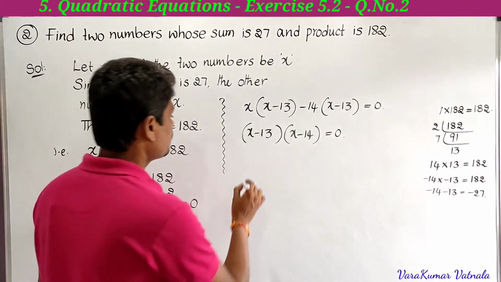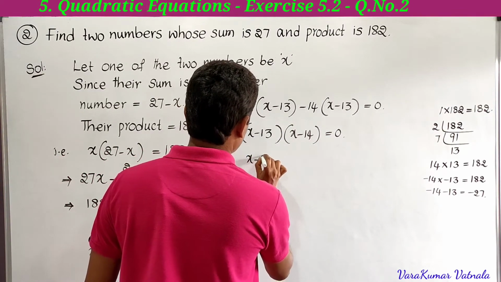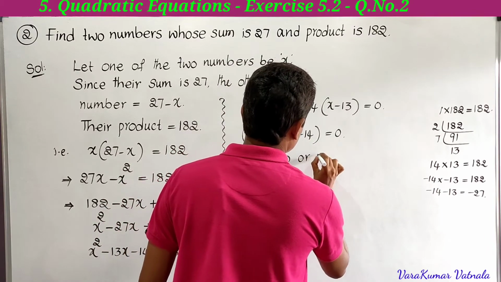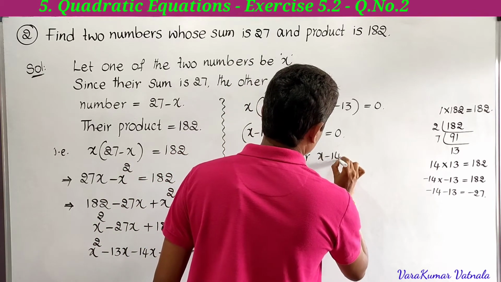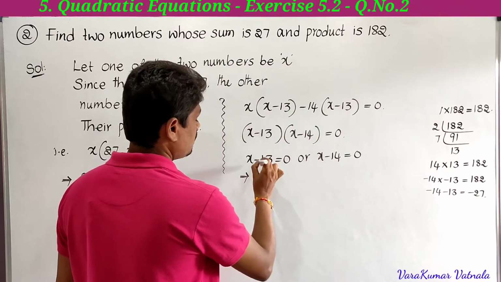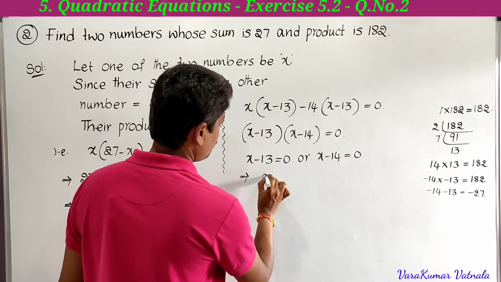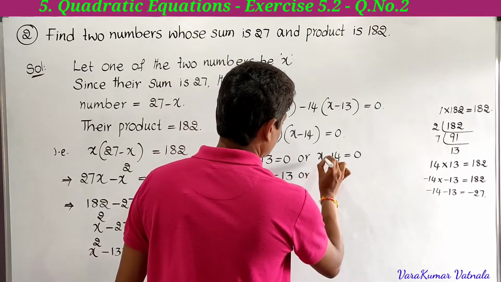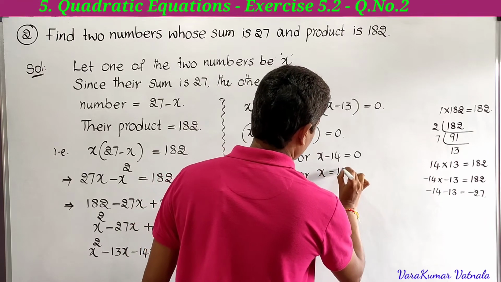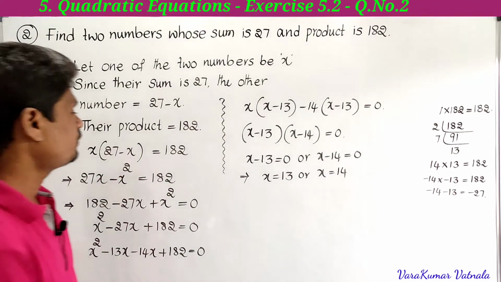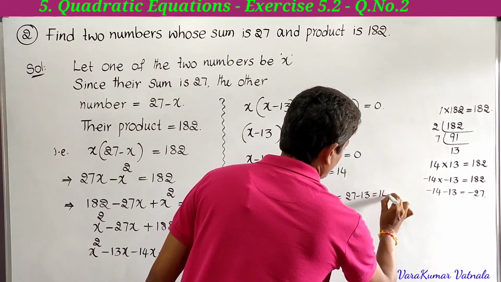So now x minus 13 equal to 0 or x minus 14 equal to 0. From this what we get, take minus 13 to the right side, we get x is equal to 13, or take minus 14 to the right side, it becomes x equal to 14.